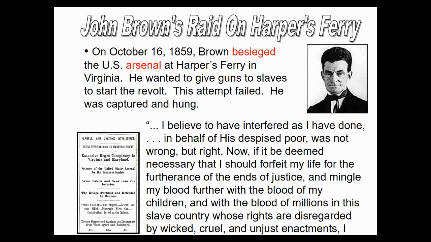He will be captured. His sons will be killed. He will be arrested, tried, and eventually executed. But he essentially says that now, if it be deemed necessary that I should forfeit my life for the furtherance of the ends of justice and mingle my blood further with the blood of my children and with the blood of millions in this slave country whose rights are disregarded by wicked, cruel, and unjust enactments, I submit, so let it be done.